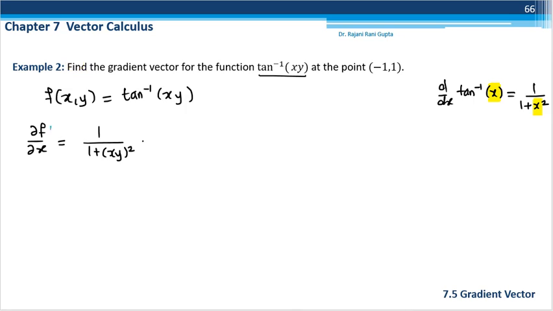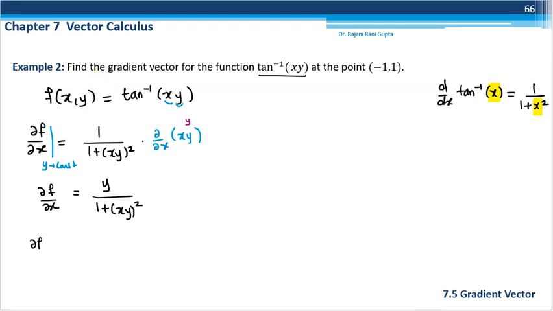Since it's a partial derivative, you are considering y as a constant. And since you have two terms here, you are going to use the chain rule, the derivative with respect to x of xy. So what does it give you? This gives you y. So you get your answer as y over 1 plus x square y square. Or you can keep it in the same form, because later on you have to find it at a point. So (xy) square.